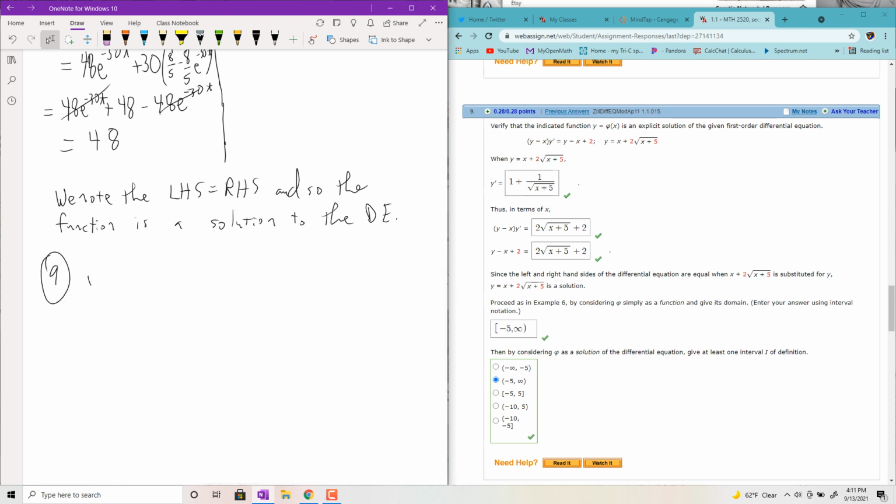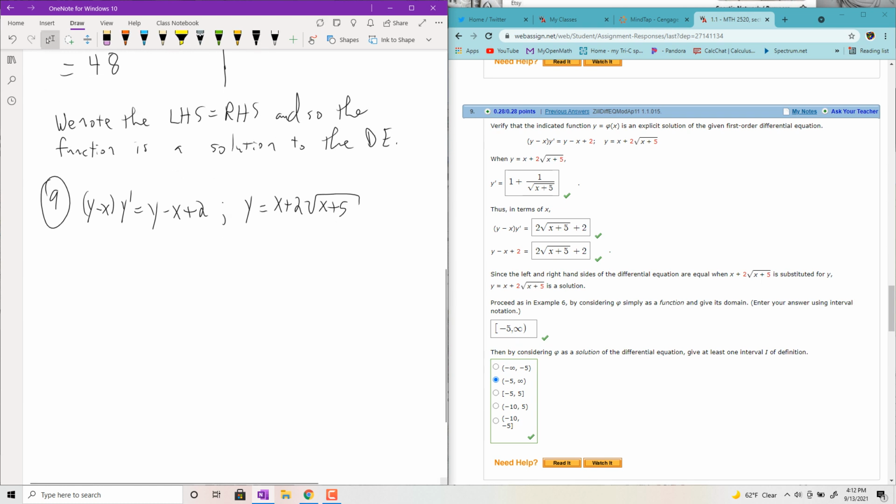We're given the differential equation, y minus x times y prime equals y minus x plus 2. And then the solution here, y equals x plus 2 square root of x plus 5. In this first part, what you're doing is just making sure it satisfies the differential equation. Read my directions. I may not necessarily need you to do that, but just make sure you're reading directions and doing what I want you to do.